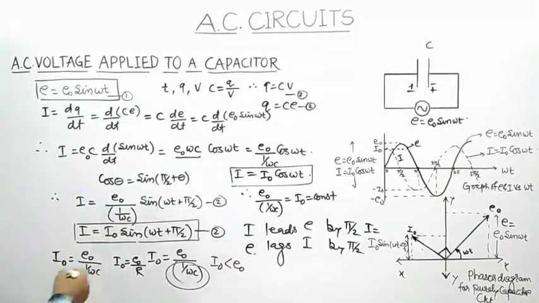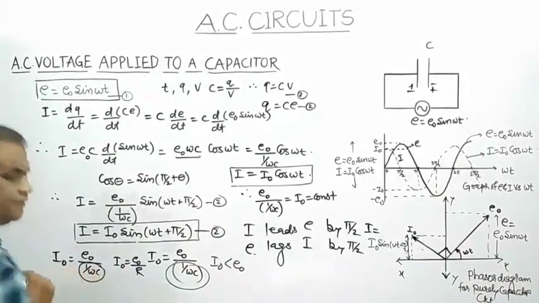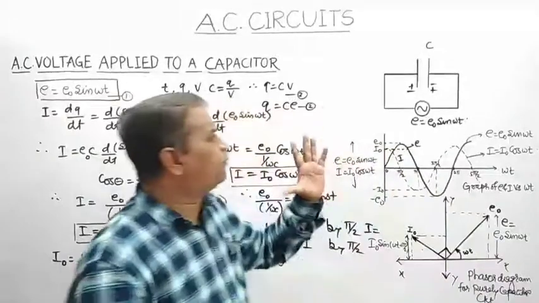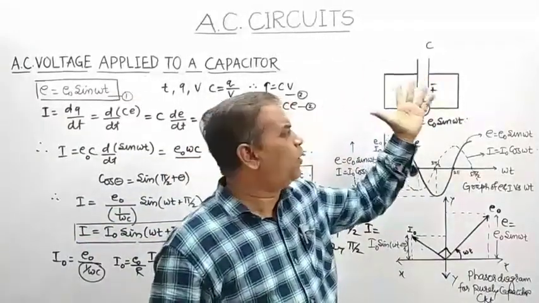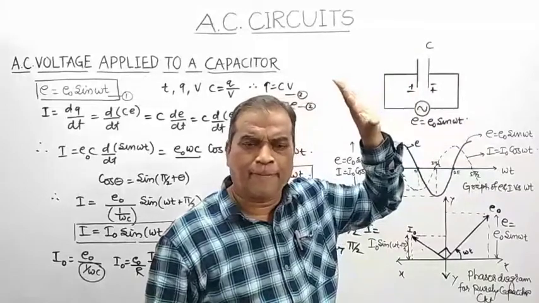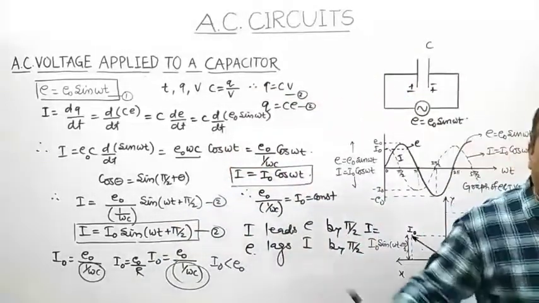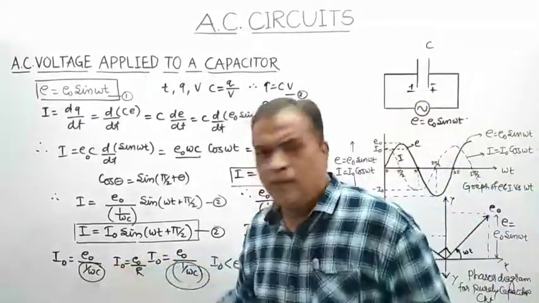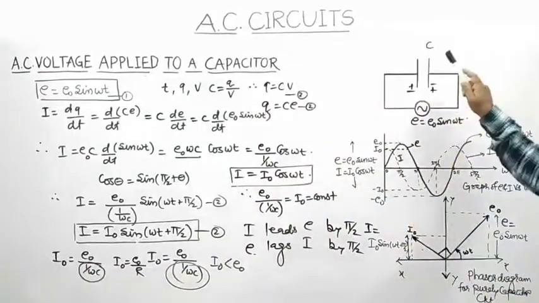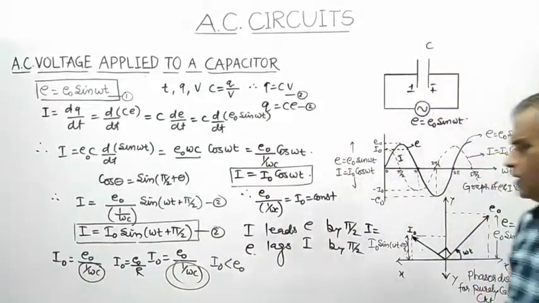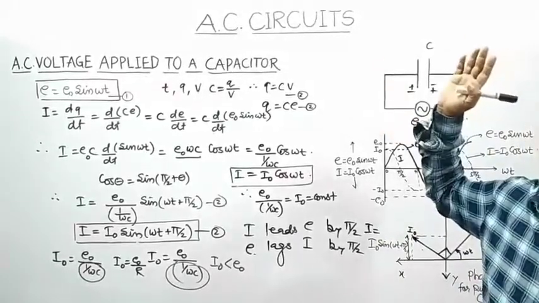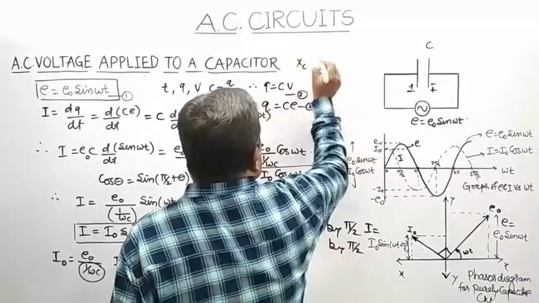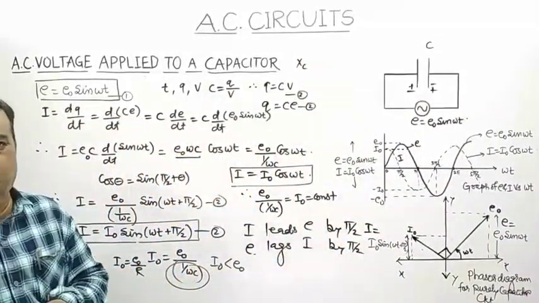Then what do we conclude? That 1 by omega C represents the opposition offered by a capacitor to the flow of alternating current through it. So the net opposition, or the effective resistance, that 1 by omega C represents, offered by a capacitor to the flow of alternating current through it, is called capacitive reactance. So there might be a question: define capacitive reactance.